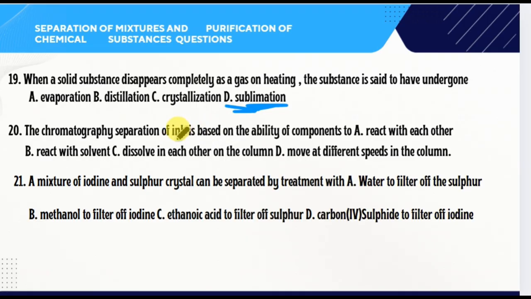Chromatography. Separation of ink is based on the ability of the component to dash. I think we have solved this question before. Yes, it is option D. Ability to move at different speed in the column.